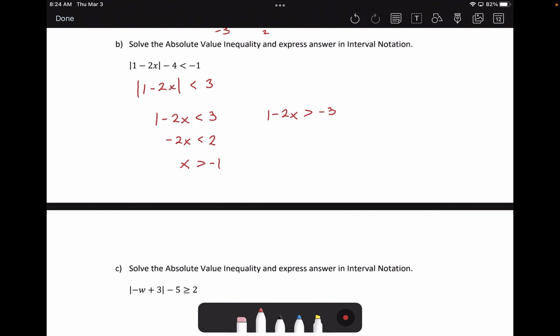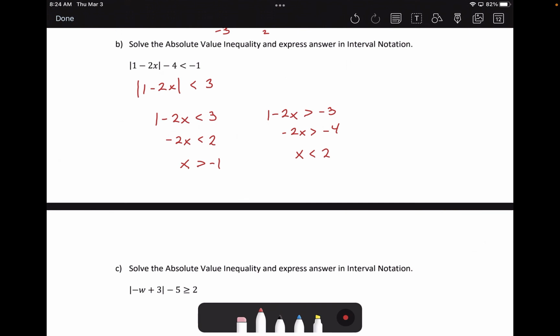On the right, subtract 1. -2 is greater than -4. And then divide by -2. Again, that changes the direction of the inequality symbol. So we have x is greater than -1 and x is less than 2.